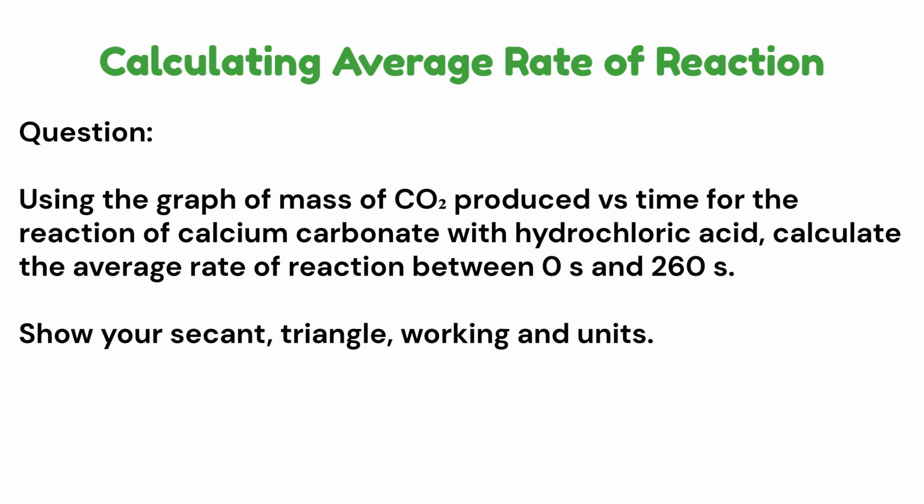Let's start by calculating the average rate using a secant. Here's a question that would prompt you to do this kind of calculation. Using the graph of mass of carbon dioxide produced versus time for the reaction of calcium carbonate with hydrochloric acid, calculate the average rate of reaction between 0 seconds and 260 seconds. Show your secant, triangle, working, and units.